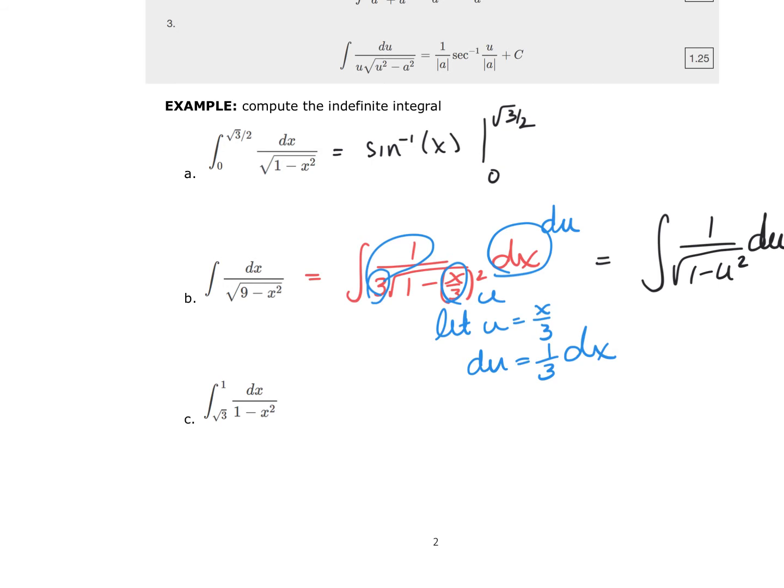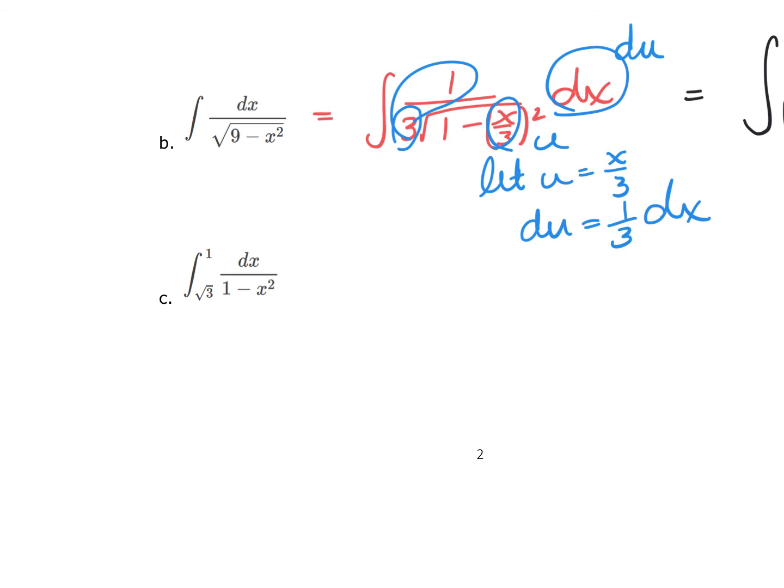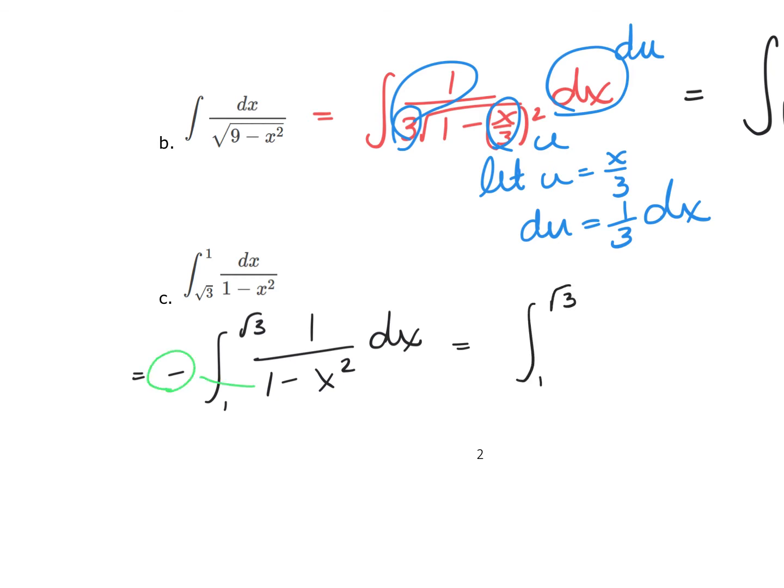I have the integral from square root of 3 to 1 of 1 over 1 minus x squared. Now, the thing about this is, first of all, the square root of 3 is larger than 1. So I can rewrite this as the negative of the integral from 1 to the square root of 3 of 1 over 1 minus x squared dx. I'm going to pull that negative back through, make it go into the denominator, and write this as 1 over x squared minus 1 dx.